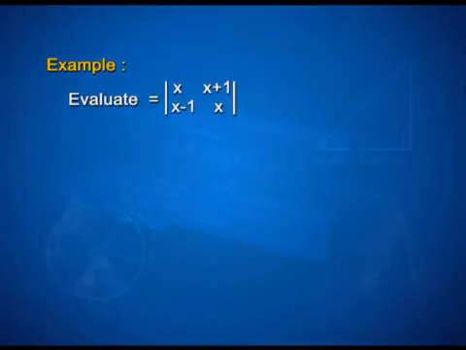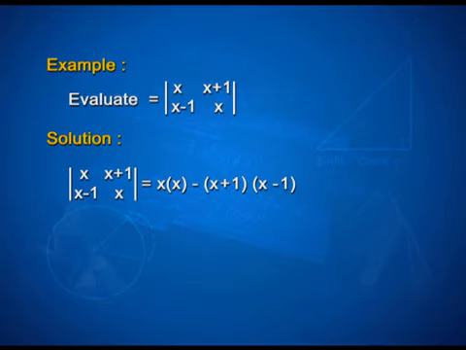Similarly, another question: evaluate the determinant with rows x, x plus 1 and x minus 1, x. We have x into x minus x plus 1 into x minus 1. On simplification, we get x square minus, within brackets, x square minus 1. Here we have used the identity a plus b into a minus b gives a square minus b square. Now, on opening the brackets, we get x square minus x square plus 1. This gives us the answer 1.